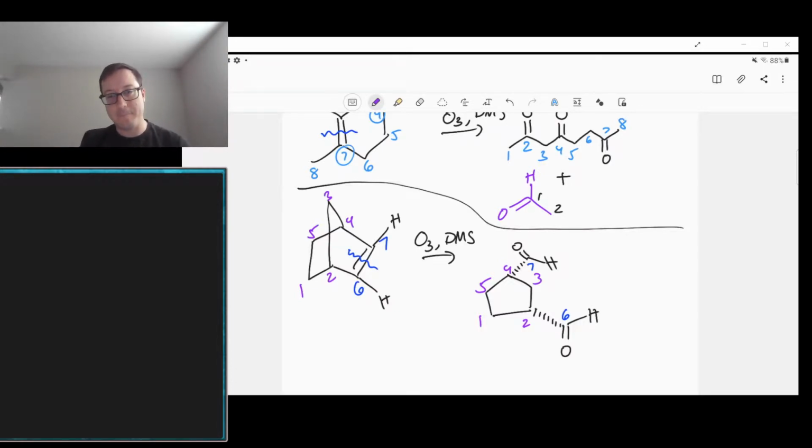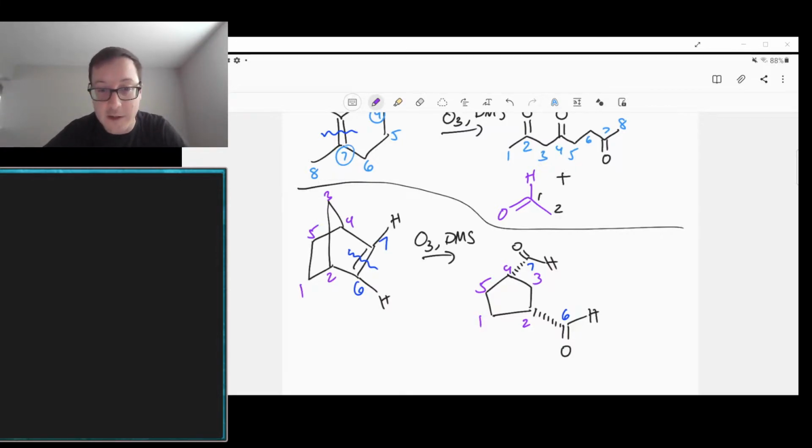So, fun. And it doesn't matter if it's wedges or dashes, this is a meso compound, right? I don't want to put plus minus because it's not really racemic. It's meso, so it's not chiral, but we do end up with a single enantiomer. I'm sorry, a single diastereomer.